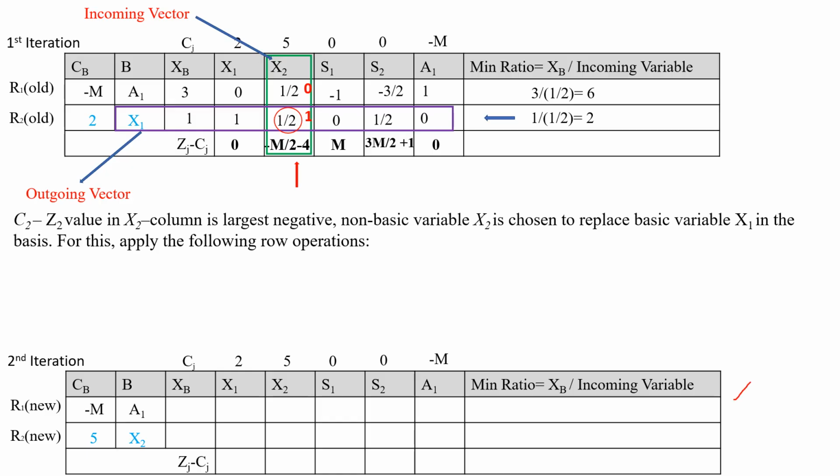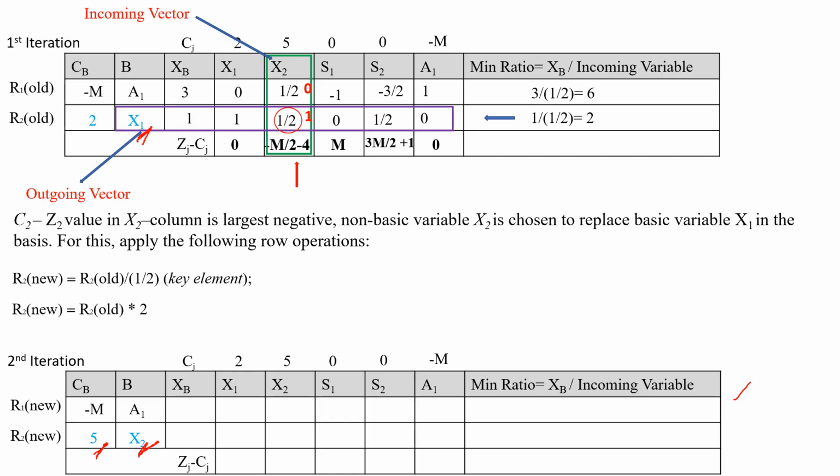So here we are replacing the outgoing variable, that is x1, with the incoming variable x2 in the basis, and moreover its cost coefficient value is 5, so enter the value 5 in the CB column. Next we have to perform the following row operations to get the new simplex table. The first row operation is R2 new equals R2 old divided by the key element. Here the key element is 1 by 2, so this can be written as R2 new equals R2 old into 2.